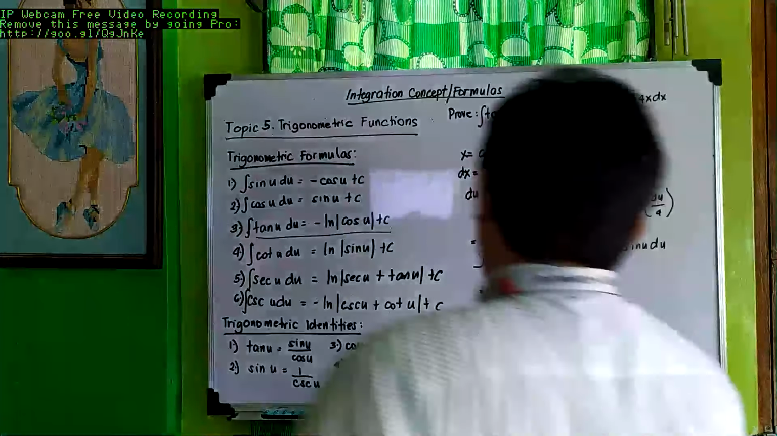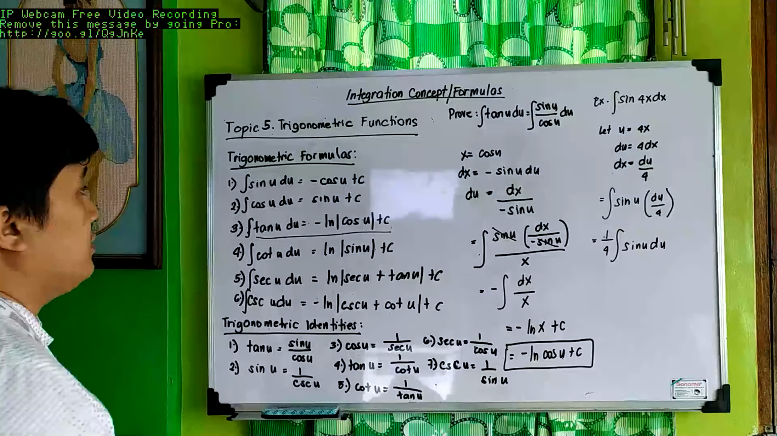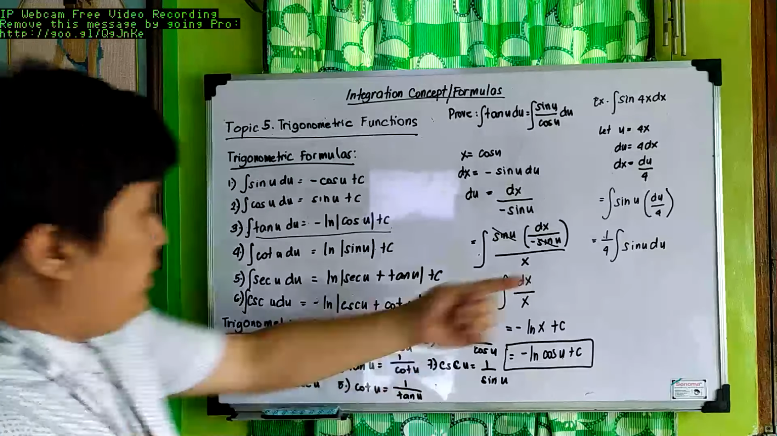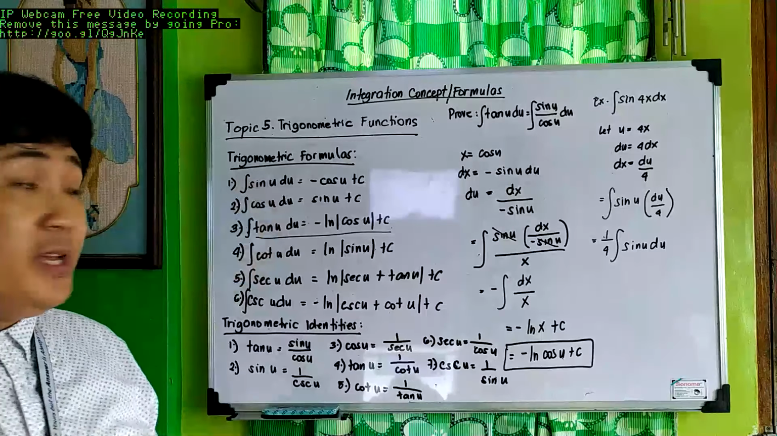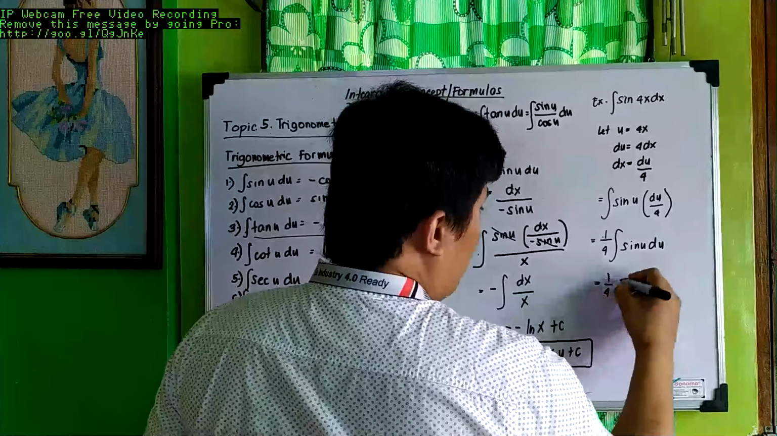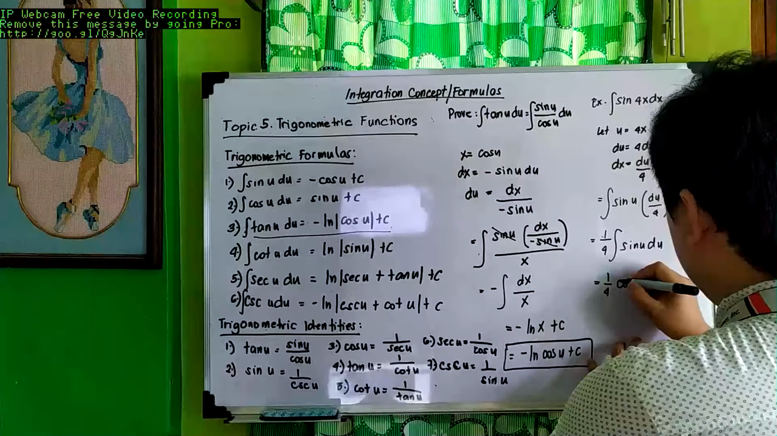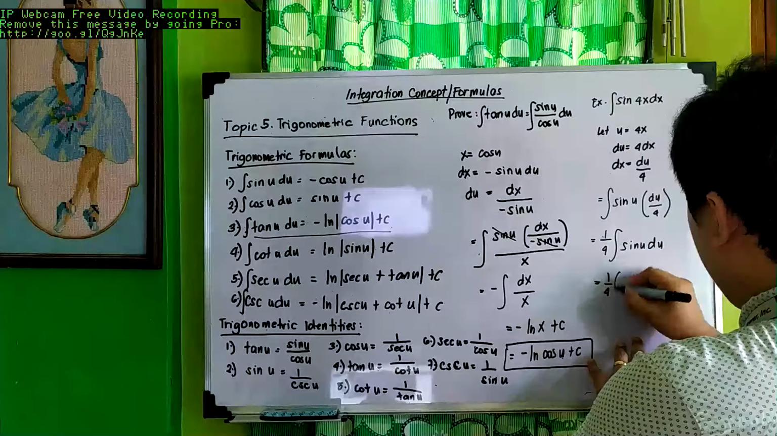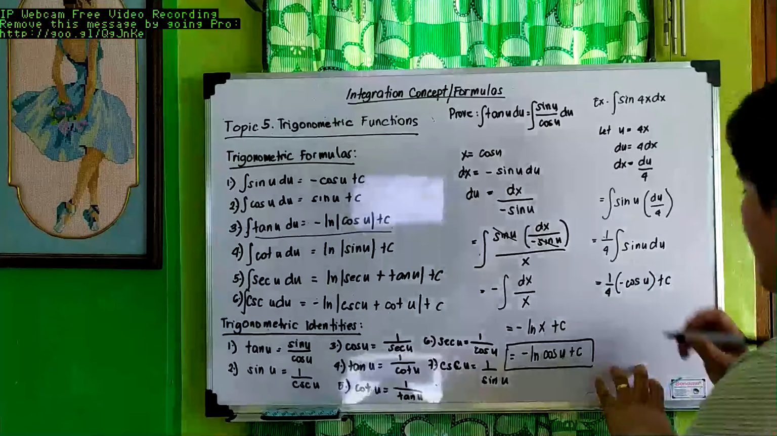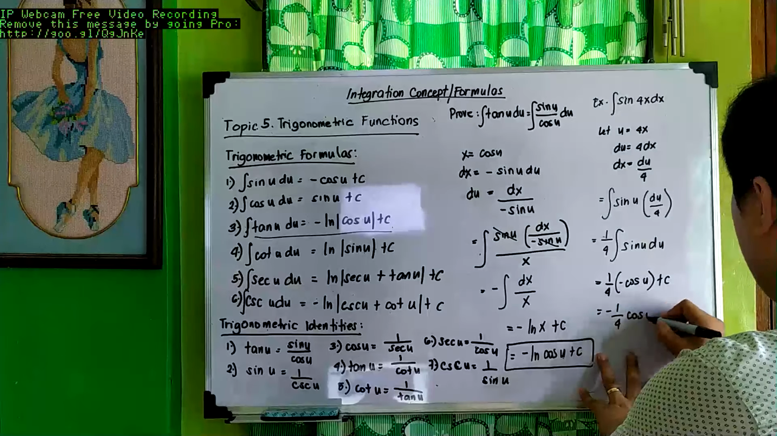Then if you could see, sine u du is just exactly equal to the first trigonometric formula. Now, this form and this form is already the same. So therefore, we could say that the integral of sine u will be equal to negative cosine u plus c. Or you will have negative 1 over 4 cosine u plus c.